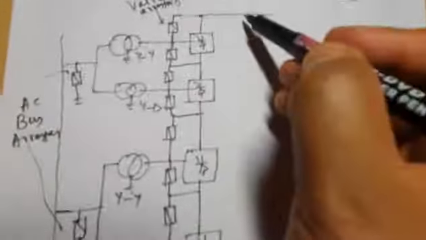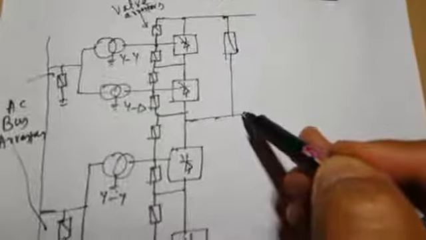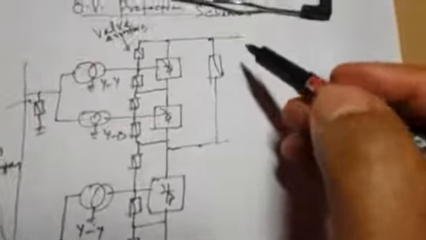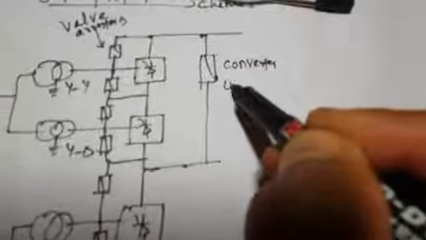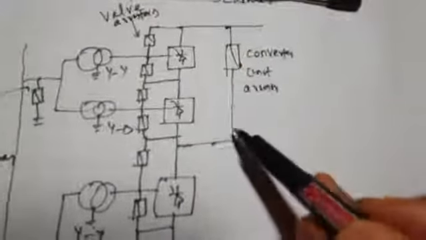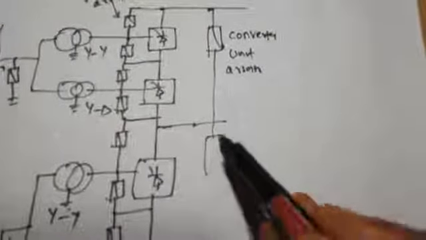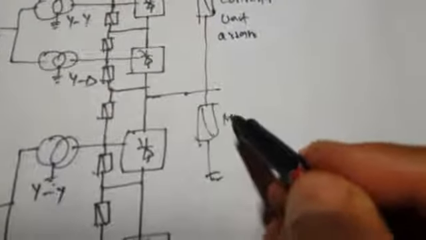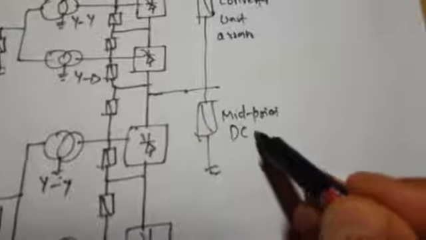Then you have a valve protection here also. This is your DC bus here, for example. So you have another lightning arrestor here. Okay, this is called the converter unit arrestor. So this is your complete converter unit, and the converter unit is also protected against over voltages by this converter unit arrestor. And then you have another arrestor here. It is connected to the midpoint of this DC bus. Midpoint DC bus arrestor.